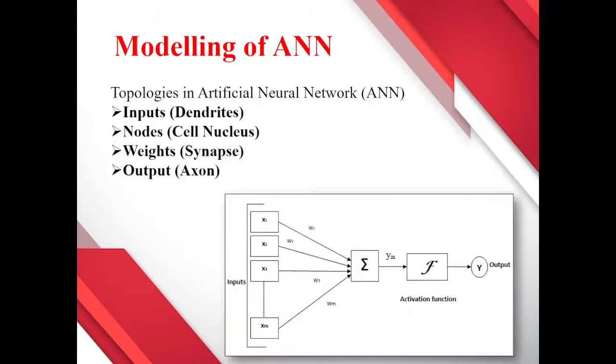So what topologies are we using here? The dendrites are replaced as inputs, cell centers are termed as nodes, synapses are termed as weights, and the axon is termed as output. The structure shown here is the structure of a single neuron. X1, X2, X3 are all dendrites, and the synapses are the weights, followed by the summation function and the activation function, that is your node, and the output is the axon that is transmitting.